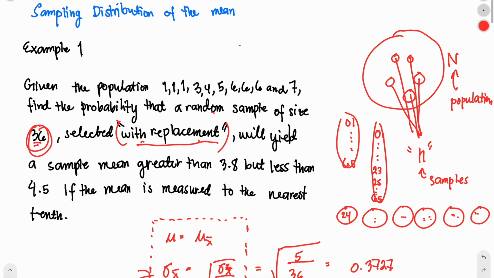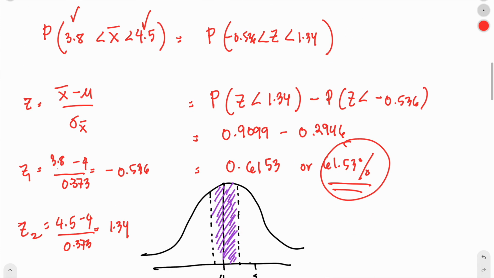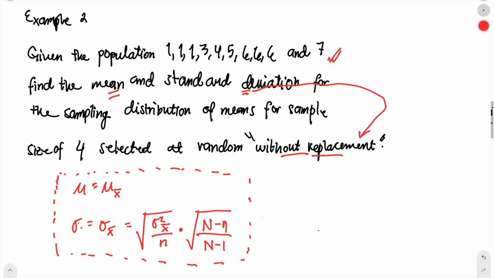So in with replacement, there is no factor of the square root of capital N minus small n over capital N minus 1. But in without replacement, that factor is included in the standard deviation. So this is actually simple. I think we already solved for the mu sub x bar. The answer was 4, from the tables you made.